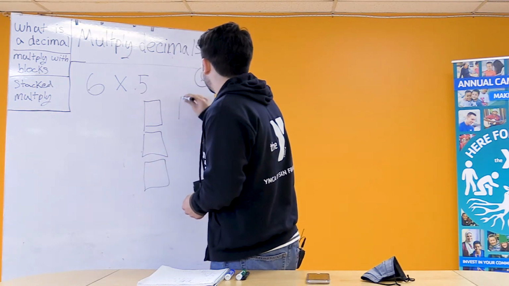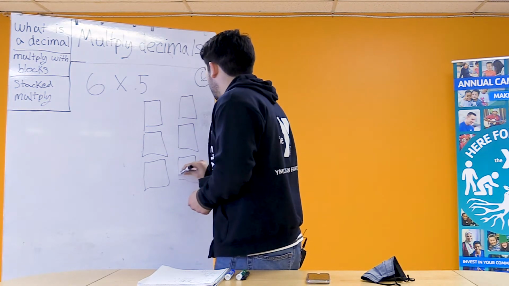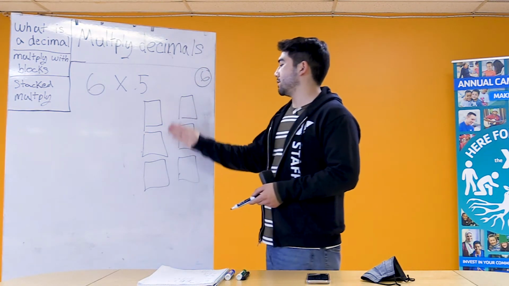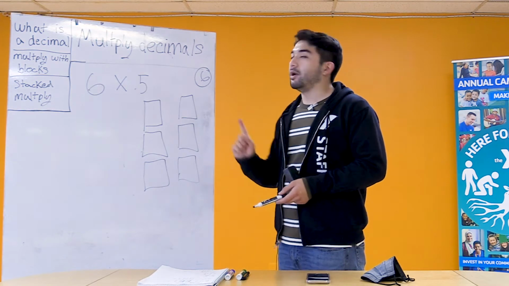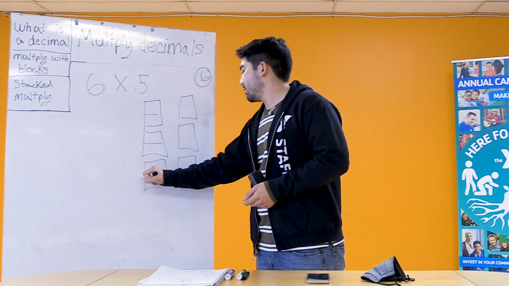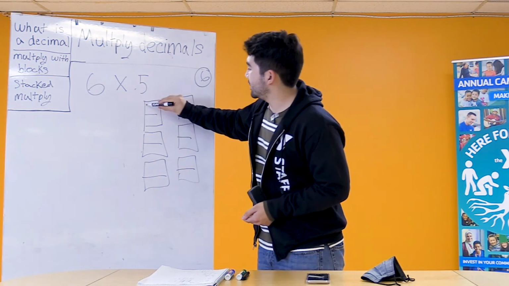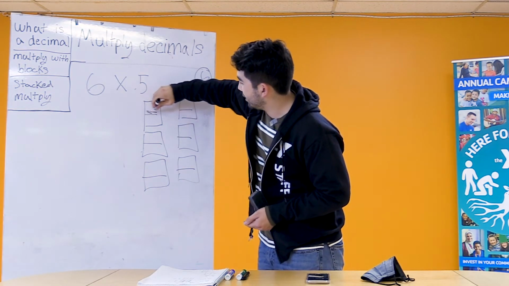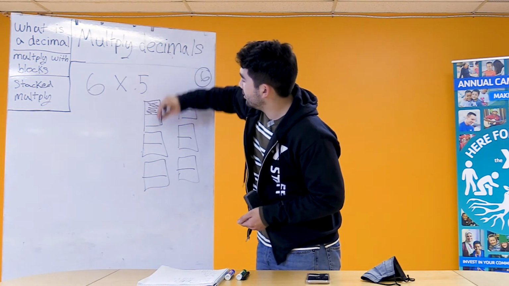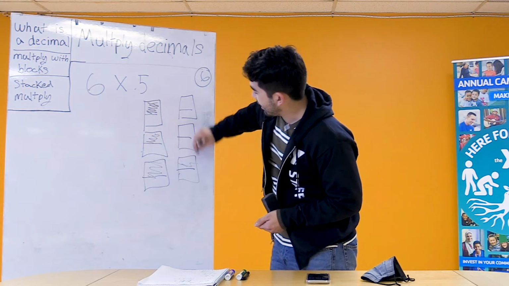So I'm going to draw my 6 groups. Okay, so these are my 6 wholes, but these don't equal 0.5. So I'm actually going to cut these wholes in half. And we're going to shade in 1/2 of each of these wholes. The reason I'm shading these in is because this is what represents 0.5.